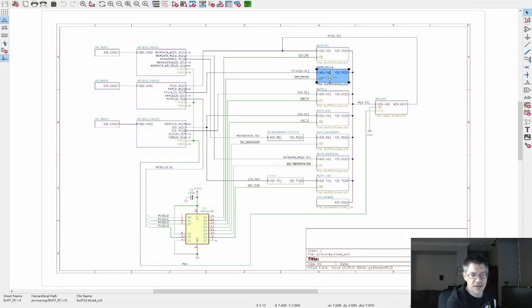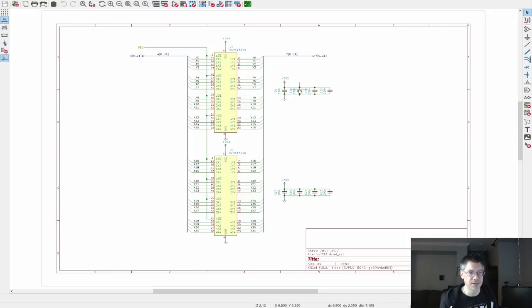Now over here, I've got a bunch of buffers, and like I discussed last time, all those buffer outputs feed into a single bus, and you turn on one of those buffers. So what do the buffers look like? Well, they just look like this. There are 16 244s. These are 16-bit buffers. Each one takes four capacitors because each one has four power pins, so they each need their local decoupling or reservoir capacitor.